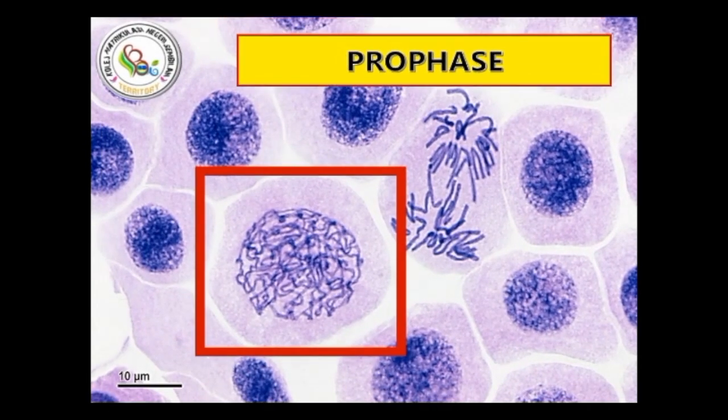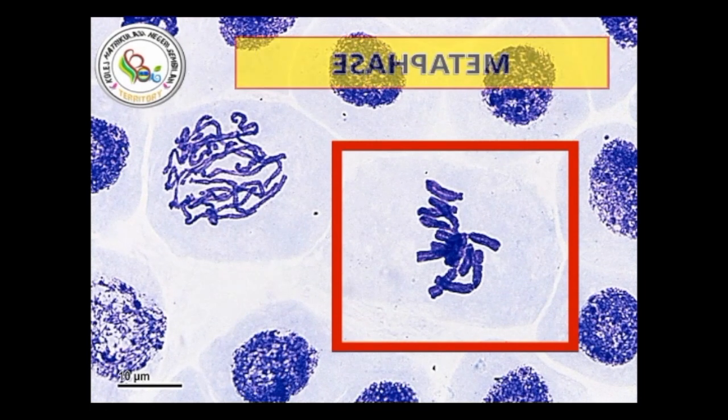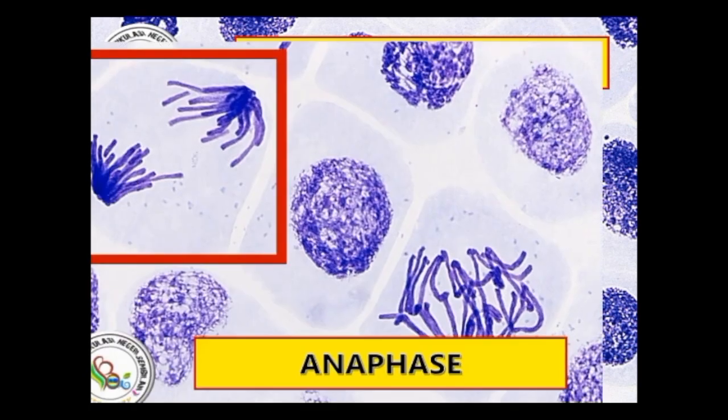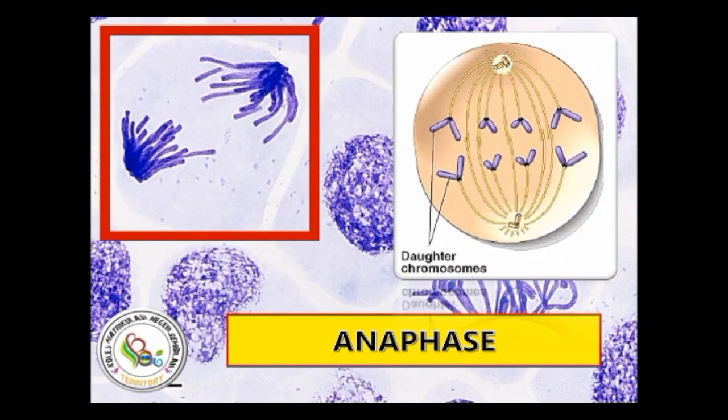The first phase in mitosis is prophase. During prophase, chromatin will be shortened and thickened, and each duplicated chromosome appears as two identical sister chromatids joined at the centromere. The second phase in mitosis is metaphase. During metaphase, chromosomes as sister chromatids align at the metaphase plate. The third phase in mitosis is anaphase. During anaphase, the sister chromatids will separate and each daughter chromosome will move to the opposite pole.